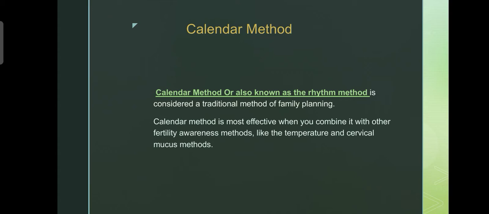Next is the calendar method. The calendar method, also known as the rhythm method, is considered a traditional method of family planning. It is most effective when you combine it with other fertility awareness methods like the basal body temperature and the cervical mucus methods.